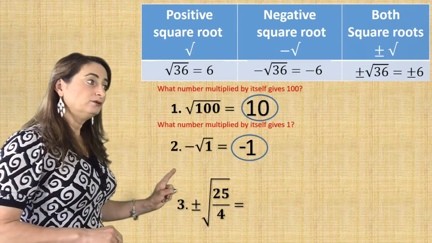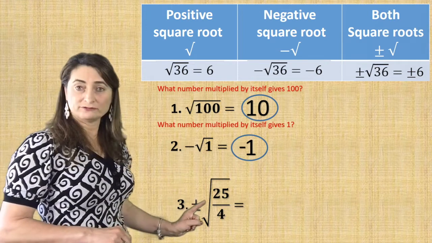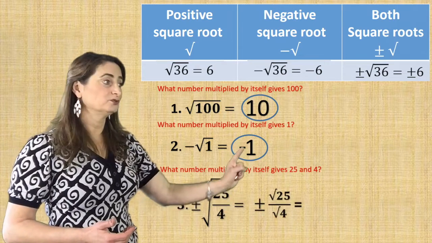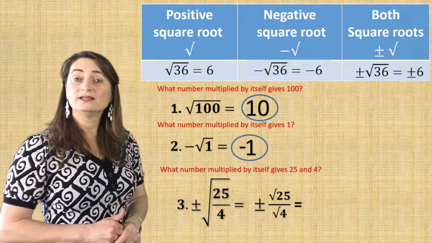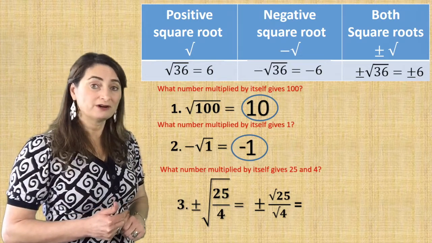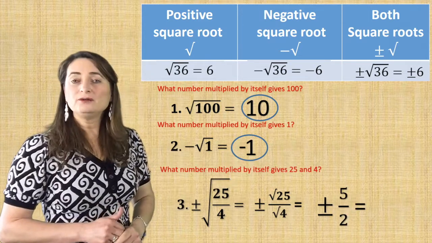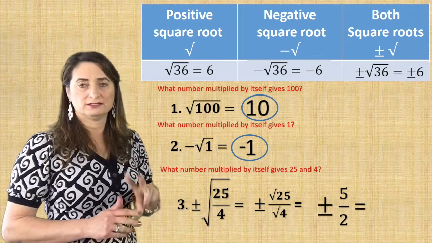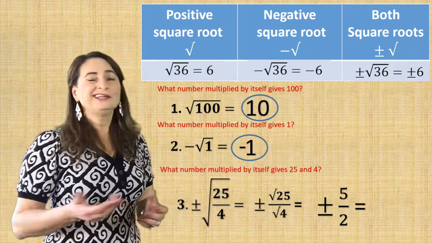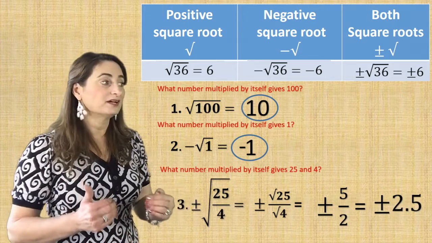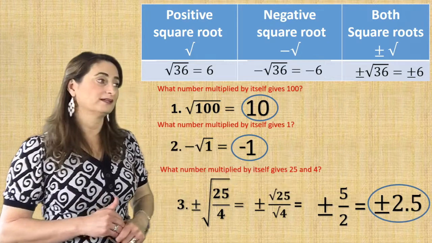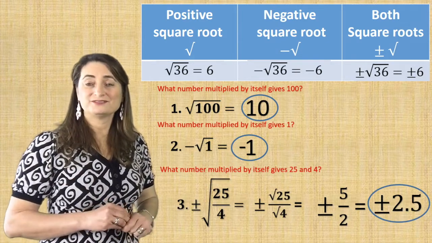Now I need the positive and negative square root of 25 over 4. Again, those are perfect squares, which means I can split them into the square root of 25 and the square root of 4. The square root of 25, what number multiplied by itself gives you 25? It's 5. And what number multiplied by itself gives you 4? It's 2. But I need the positive and the negative, so I put both positive and negative. I can simplify that: 5 divided by 2 is 2.5. But again, I need the positive and negative, so your final answer is positive and negative 2.5.